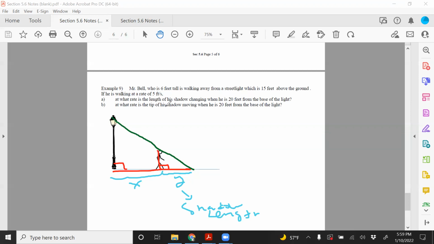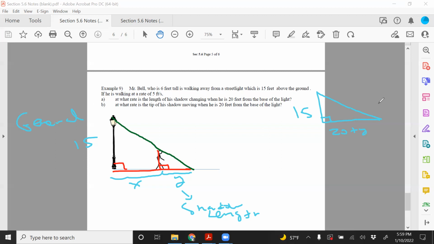So what rate is the length of the shadow changing when he's 20 feet from the base of the light? So we'll do a snapshot diagram. This will be 20 plus Y, and that's 15, of course. So he's walking at a rate of 5 feet per second. So this is my general diagram. That's my snapshot.